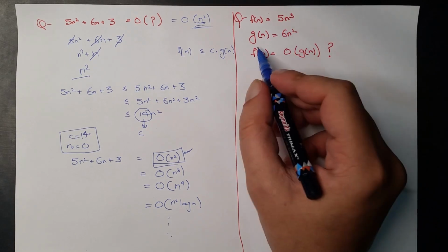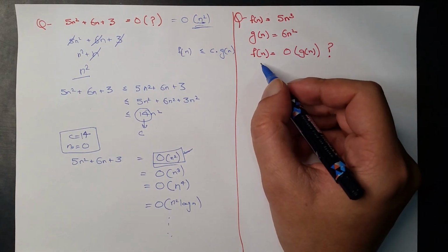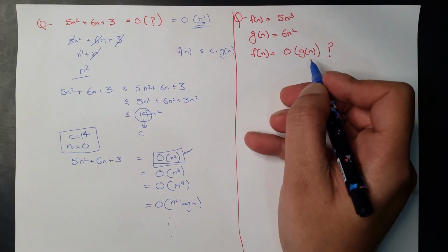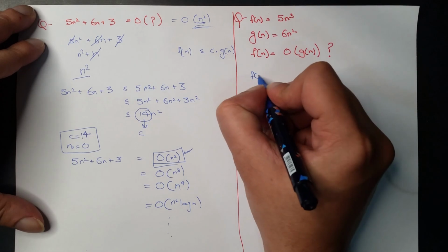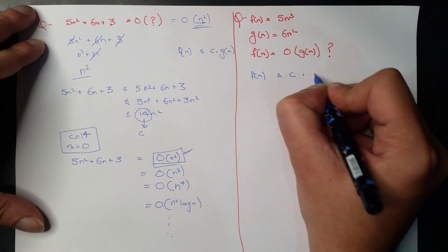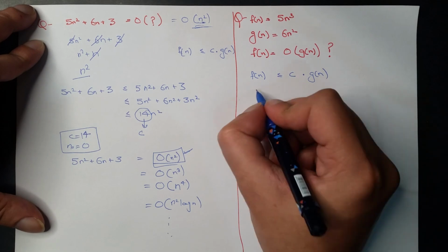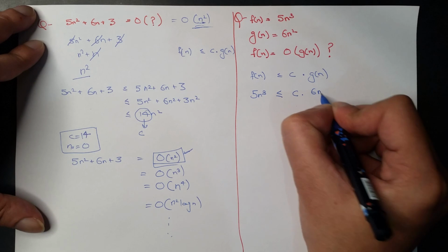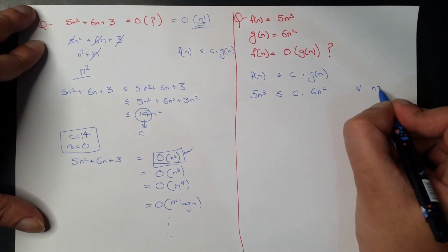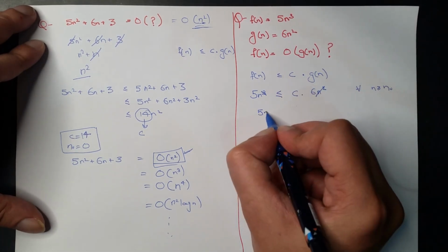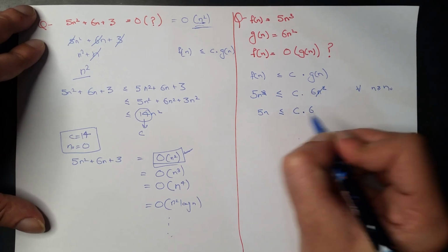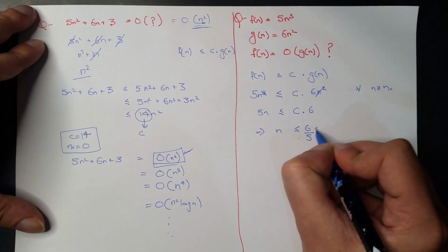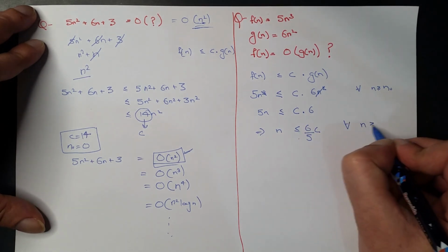f(n) is 5n cubed, g(n) is 6n square, and we have to check whether f(n) is big O of g(n). Assume that f(n) is equal to big O of g(n), and using the definition, f(n) would be less than or equal to c dot g(n). So 5n cube is less than or equal to c dot 6n square for every n greater than or equal to n naught. We can cancel out n square. 5n is less than or equal to c dot 6, or n would be less than or equal to 6 by 5c for every n greater than or equal to n naught.